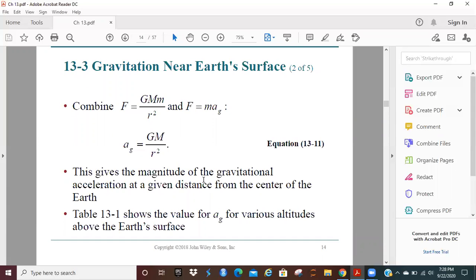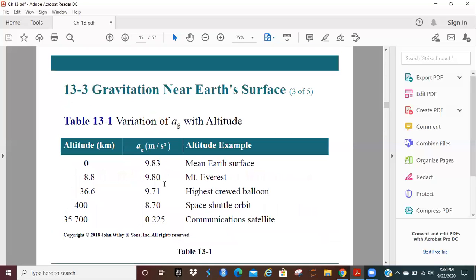Okay, if we combine the gravitational force and the definition of force as mass times acceleration due to gravity, here's what we find out. The acceleration due to gravity is equal to the gravitational constant times M divided by r squared. This gives the magnitude of the gravitational acceleration at a given distance from the center of the Earth. And if we look at this next table, we can see the acceleration due to gravity for various altitudes above the Earth's surface.